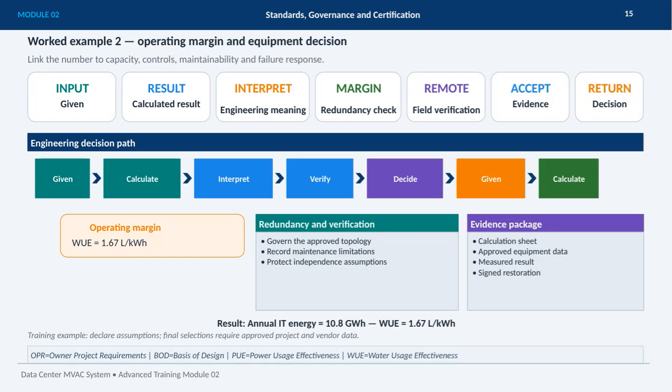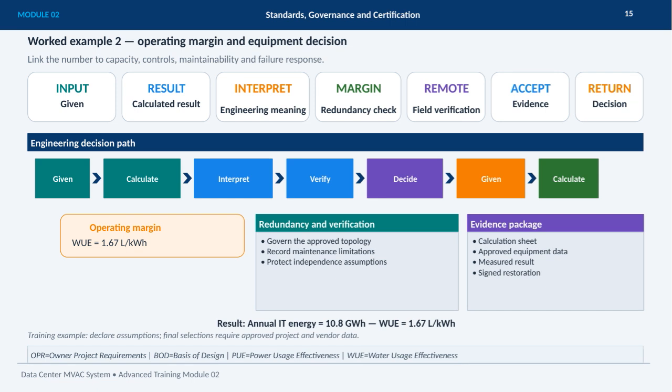Here we have a worked example focusing on operating margin and equipment decisions in the context of standards, governance, and certification. The process starts with the given inputs, which then lead to a calculated result. The key here is to link these numbers to factors such as capacity, controls, maintainability, and failure response, ensuring a comprehensive understanding of the engineering implications.